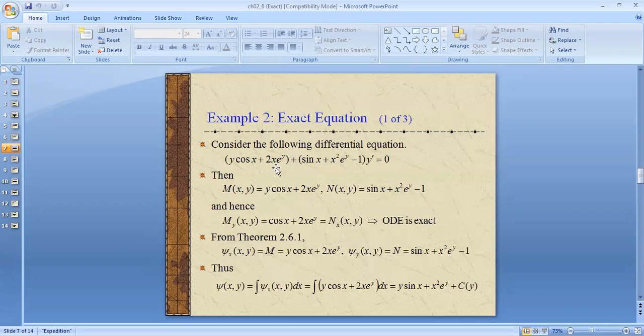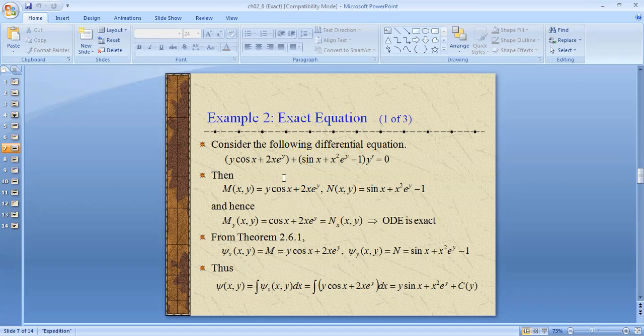Now consider the following differential equation. This can also be solved with the help of the previous example, like this. Here M equals this part and N equals this part. Taking del M del y, the partial differentiation of M with respect to y, and this will be the partial differentiation of N with respect to x. These two are equal, so it can be said that it is an exact differential equation, because these are equal.